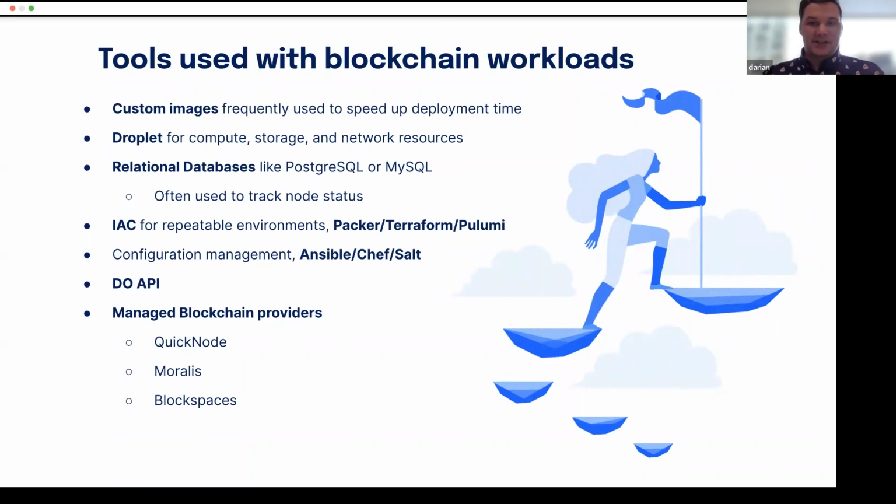Additionally, you must have a robust API. We talked about earlier, things are being automated, not just with the configuration management, but with the infrastructure provisioning itself. Having a robust API that you can use and understand, and API tools on top of that, like DOCTL, make things significantly easier when it comes to deploying, tracking, and maintaining your blockchain workloads.